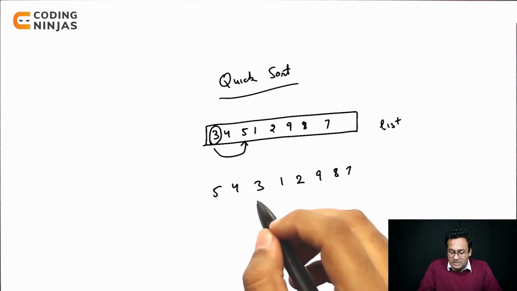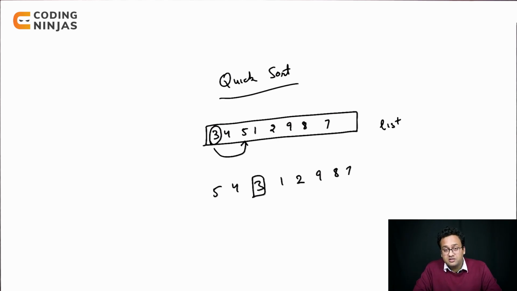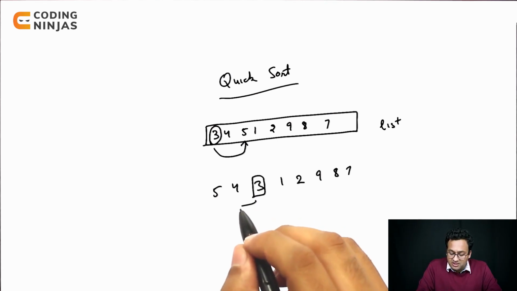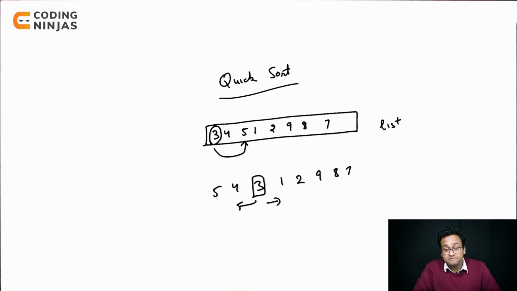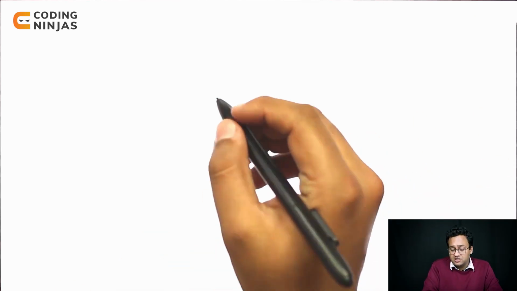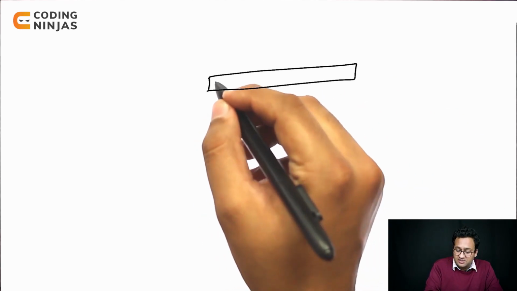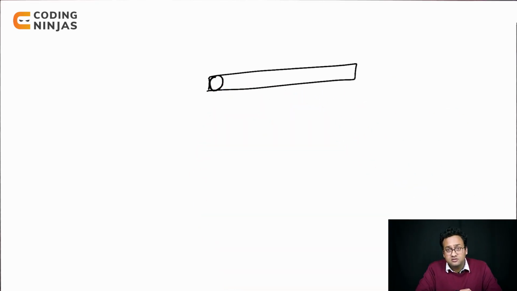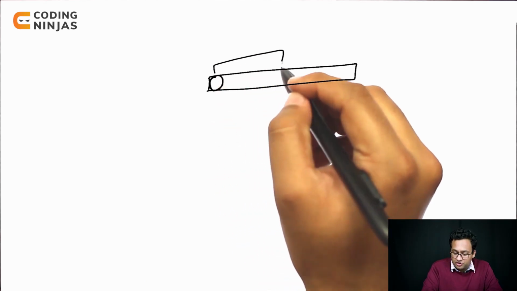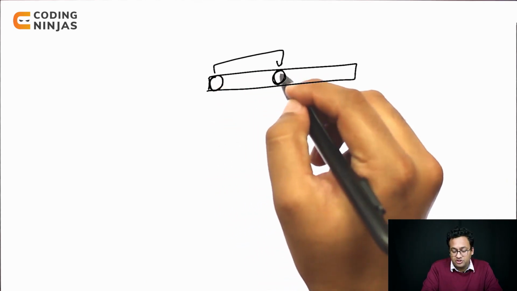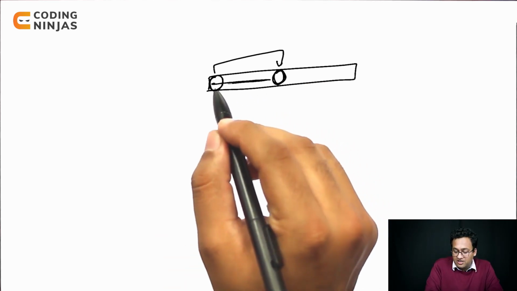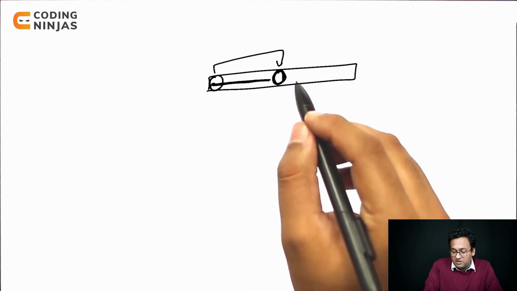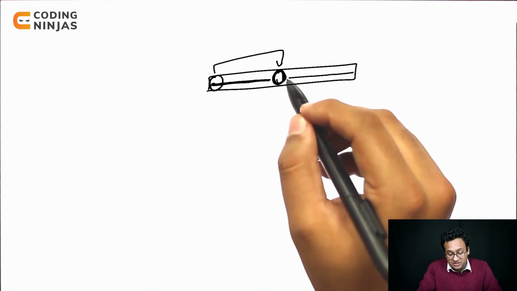And now it says do something so that everything smaller than 3 comes on this side and everything greater than 3 moves to this side. So we need to find an algorithm which, given a list, picks any element, finds its proper position, takes this element to its proper position, then makes sure that everything on the left is smaller than this particular number and everything on the right is larger than this number.